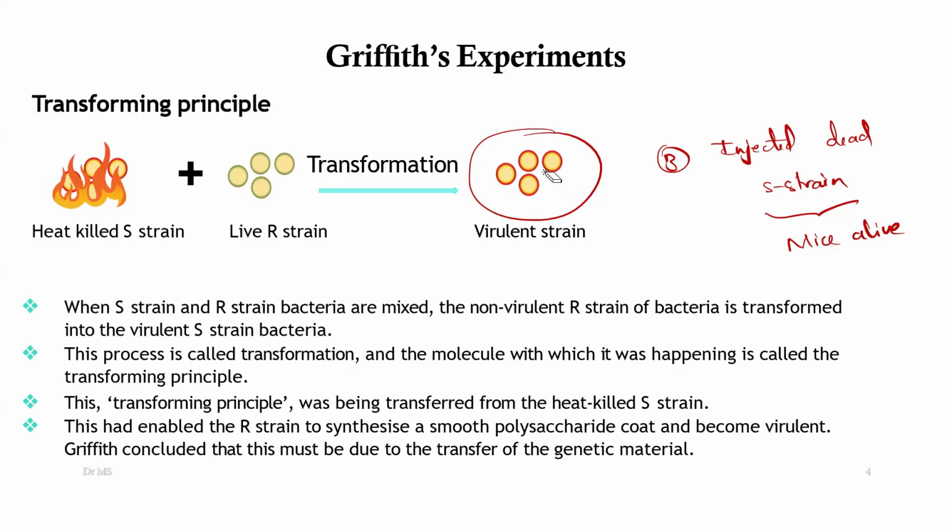So the mice has died, and he confirmed that. There is something that has moved from the heat-killed S strain to the live R strain, so that now this live R strain has changed to a very deadly combination. You understood this? So when he injected the mixture of heat-killed S strain and the live R strain, the mice died. And he confirmed that there is something that has passed from the S strain to the R strain, so that the R strain has transformed into the S strain. Understood? Is this clear?